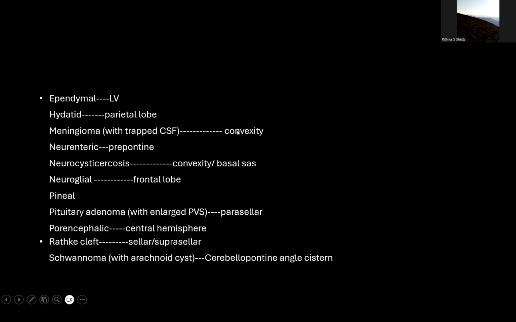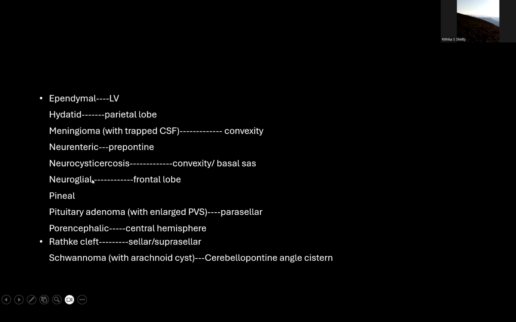Meningioma in the convexity. Neuroenteric cyst we studied, the one which is ovoid shape was T1 hyper, CT hyper, FLAIR was hyper, it was showing enhancement. So this was in prepontine lesion. Neurocysticercosis, again in the convexity or basal subarachnoid space. Neuroglial cyst, most common is frontal lobe, but in our case, we saw in the posterior, occipital lobe.